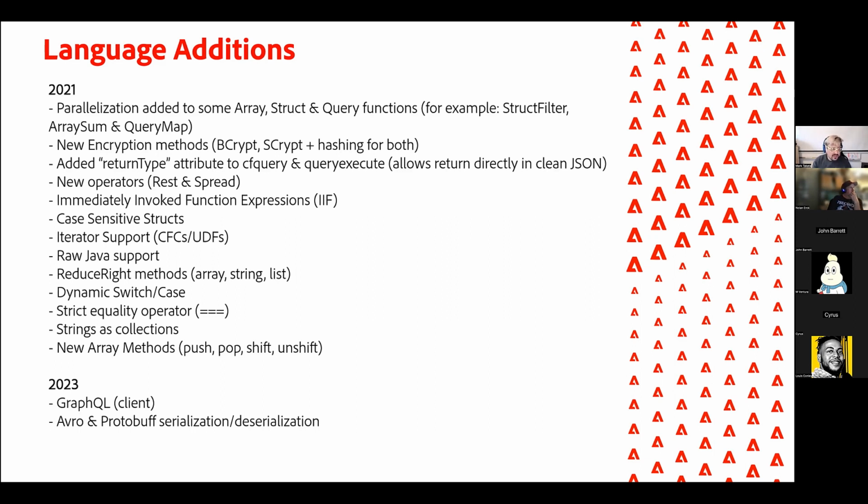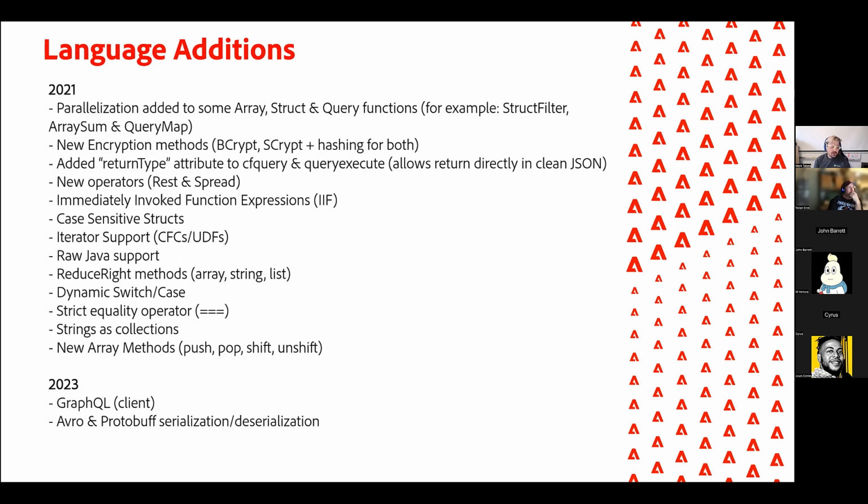Strings as collections was added in 21, so you can iterate across a string, which is kind of neat, kind of fun. I've done it. I don't know that I've ever found a real use for it, outside of going through and outputting pieces of strings. I don't know, but anyways, that was added.